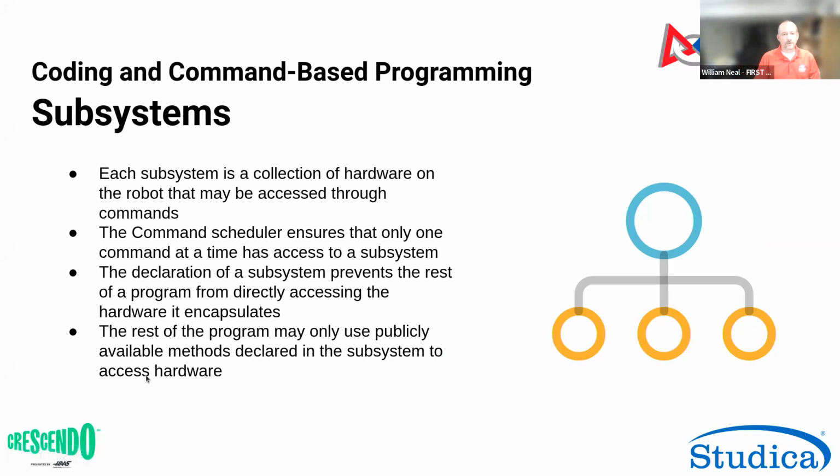So to go along with our commands, we have our subsystems. And each subsystem we can think of as a collection of hardware on the robot that may be accessed through commands. And the example I gave was my 2020 robot from my classroom that had 5 subsystems on it, one for the drivetrain, one for the intake, one for the shooter, one for the spinner, and one for the climber. And that actually made it very nice for coding, as we could have several students at one time working on different subsystems and different commands to go with the subsystems.